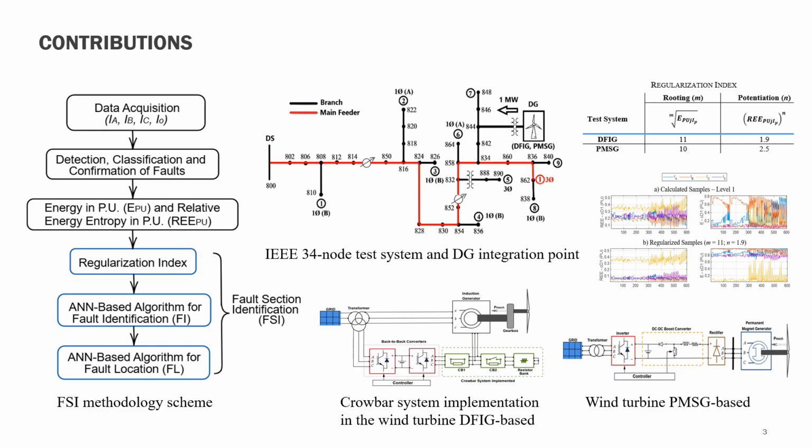To extract features, we use the discrete wavelet transform over 2 cycles of 60 Hz with 256 samples, 1 cycle before and 1 cycle after the fault detection. The entire spectrum of wavelet coefficients is used to calculate the energy in per unit and the relative energy entropy in per unit, which serve as inputs for training and validating the artificial neural networks to identify the faulted section.